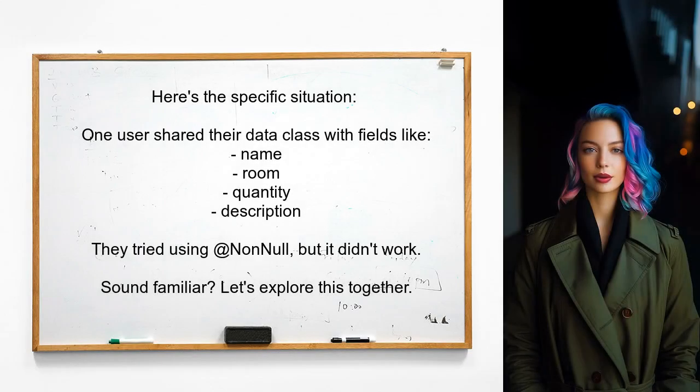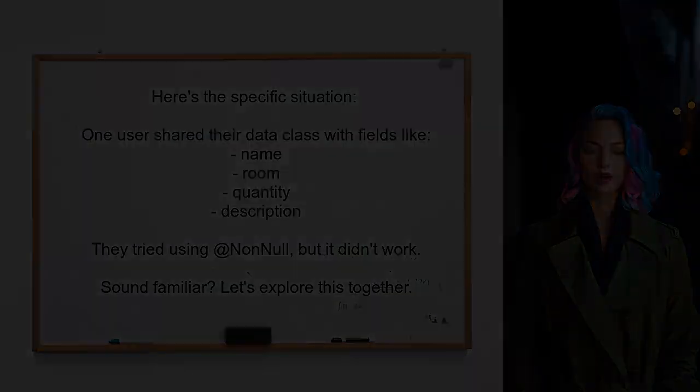Let's take a look at the specific question at hand. One user shared their data class, which includes several fields like name, room, quantity, and description. They tried using the @NonNull annotation, but it didn't seem to work. Sound familiar? Let's explore this together.